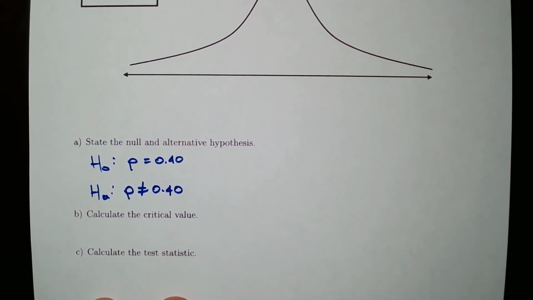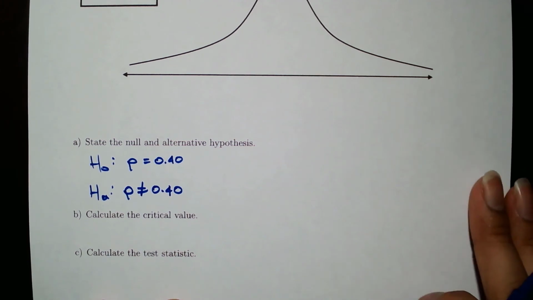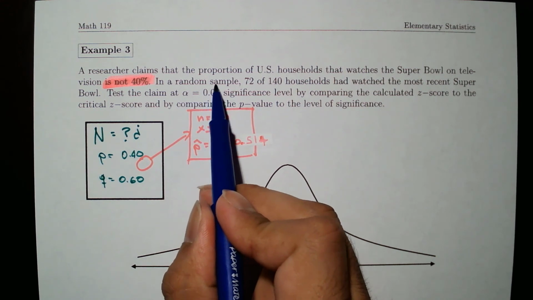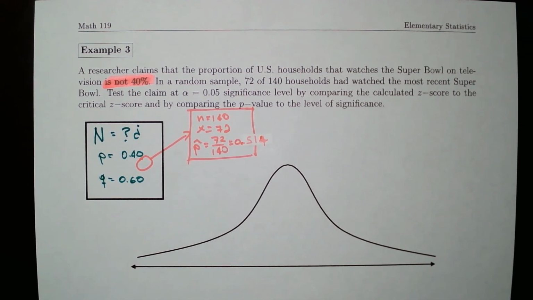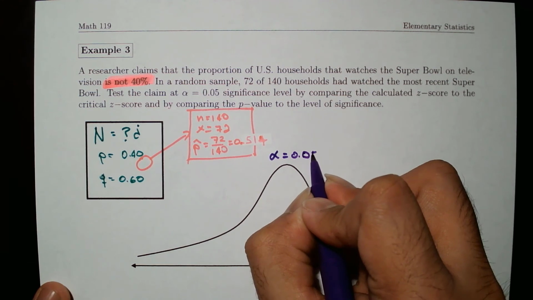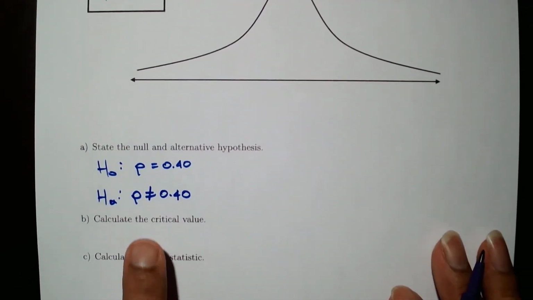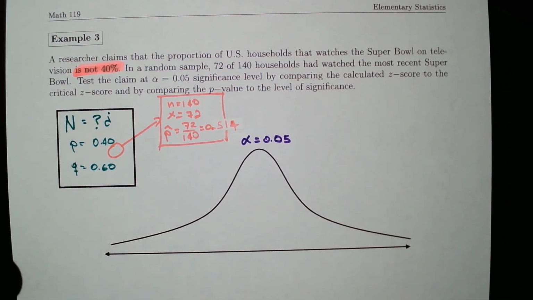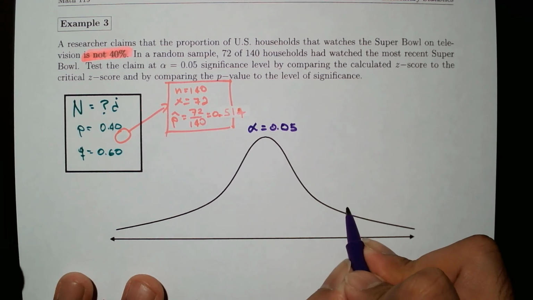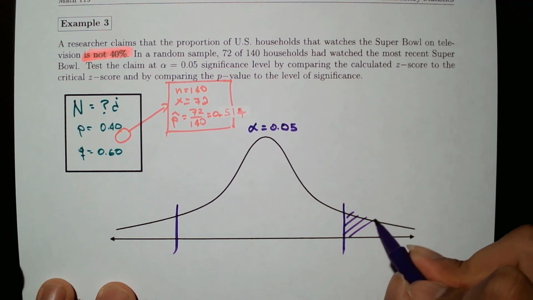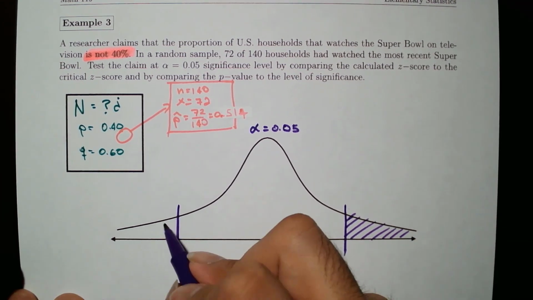All right, so let's get the work done. This alpha equals 0.05, that's the level of significance. So I'm going to write alpha equals 0.05. Because in this case we have a not equal, this test will be two-tailed. So these two tails right here are going to be split in two.